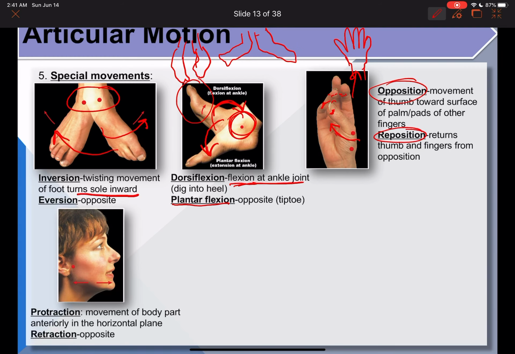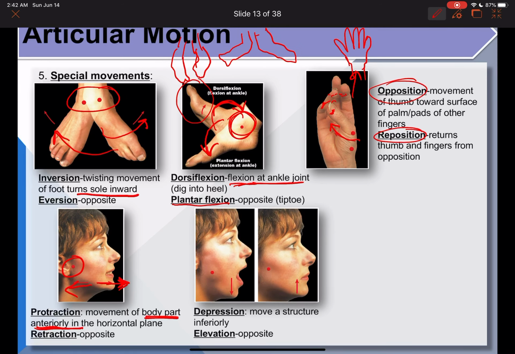Protraction versus retraction. For example, if you think about the mandibular joint right here, of your mandible, which is your jawline, if you protrude your chin this way, the name kind of speaks for itself, protrude. So protraction, moving your chin forward, you're moving that particular body part anteriorly in the horizontal plane, or moving back this way towards your body, retraction. So protraction, moving forward, retraction, moving it back.